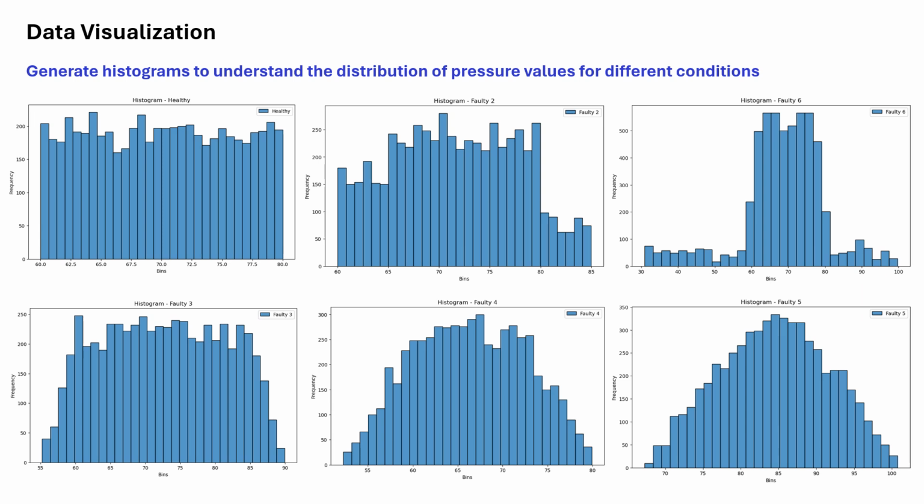For example, which condition shows a relatively stable and centered distribution, and which one exhibits irregularities, spikes, or shifts in the pressure distribution? Histograms can help identify anomalies or patterns associated with specific faults. Unusual peaks, gaps, or shifts in the distribution may indicate issues that need attention. This visual representation makes it easier to spot abnormalities compared to just looking at raw numerical data.